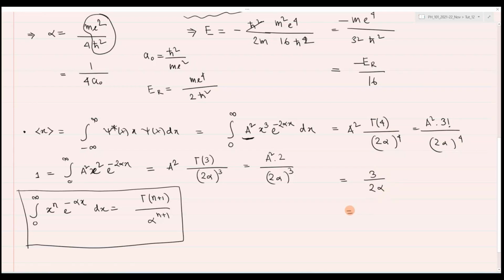Now you already know your alpha is equal to 1 by 4 a0. So that's why it will become 6 times the Bohr radius. Okay. So this is a simple substitution problem. You just need to know what the expectation value is written as. Then you have to know what the gamma integral is. Then you just solve it. Any doubt? No, sir.